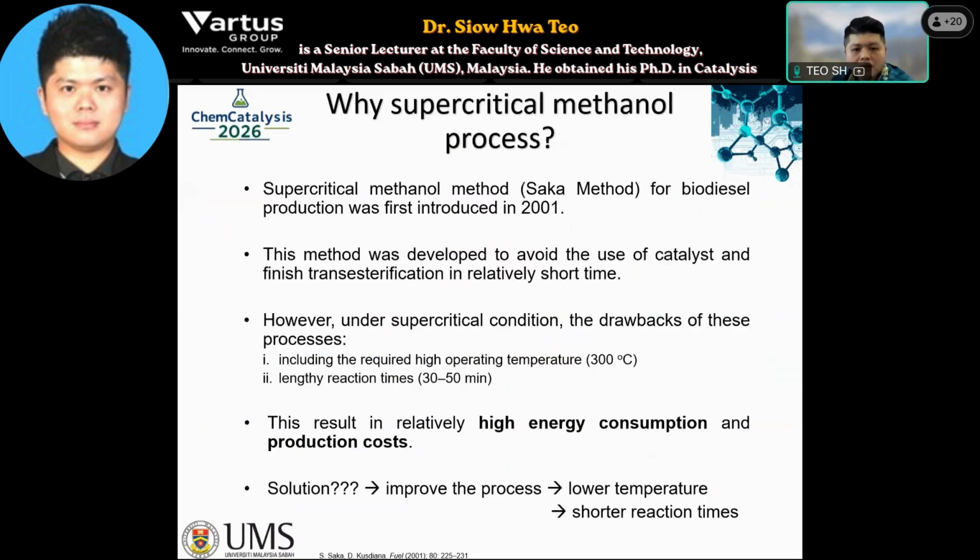However, the process also has several limitations. It requires very high operating temperatures, typically around 300 degrees Celsius, together with high pressure conditions. In addition, the reaction still requires a considerable processing time. As a result, the process consumes a large amount of energy, which leads to high operating cost and limits its practical application. Therefore, there is a need to improve the process by reducing the reaction temperature and shortening the reaction time while maintaining high biodiesel production efficiency.